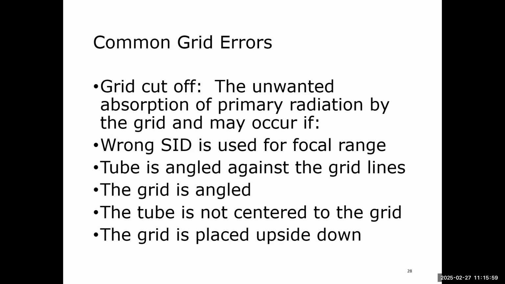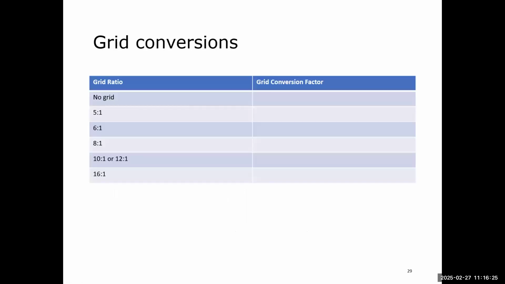So the grid being placed upside down is not something that's going to happen real commonly now, because we have the grid caps and there's only really one way to put the receptor in there, and you're not really going to flip it upside down, hopefully, unless you're having one of those days where nothing's going right. Any questions about this? Okay. Grid conversion factors, you just got to memorize those.